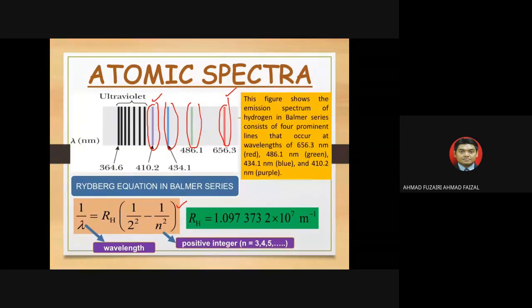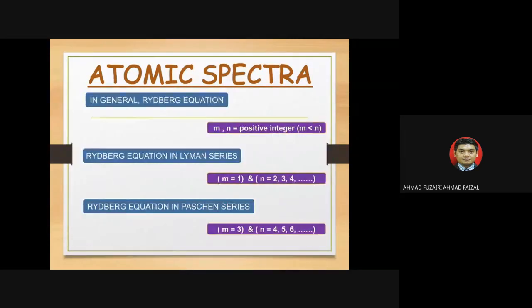The R_H here refers to the Rydberg constant, which has a fixed value equal to 1.097 times 10 to the power of 7 in the unit per meter. And the n here refers to the principal quantum number, which is a positive integer, and it starts from 3, 4, 5 until infinity.